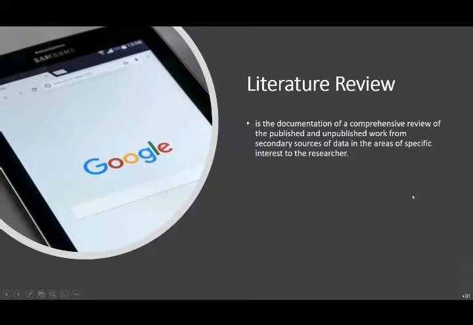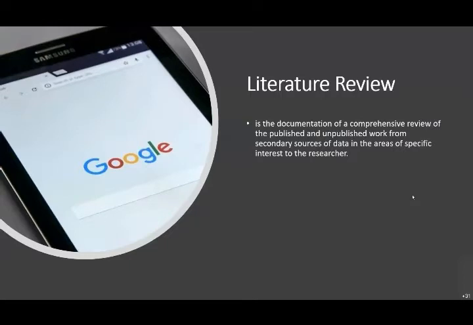It's very simple: literature is the documentation of a comprehensive review. It's not just a review, it's a comprehensive review, like Prof said. If you just review, it's going to be a textbook. If you do a comprehensive review of the published and unpublished work, that is a literature review for the PhD. Okay?